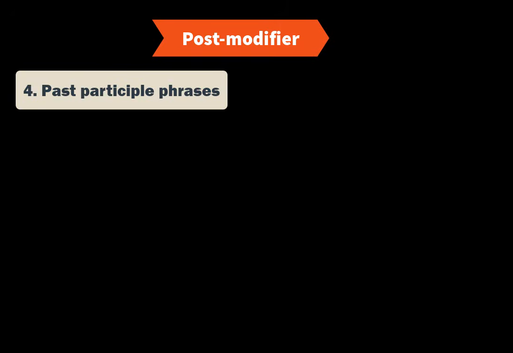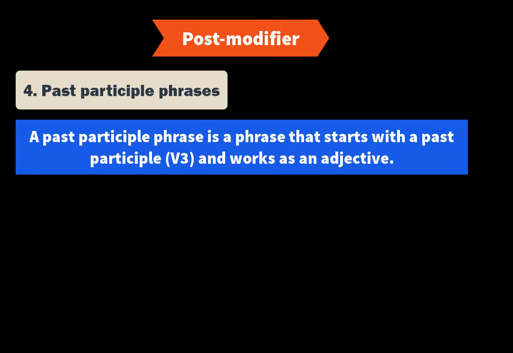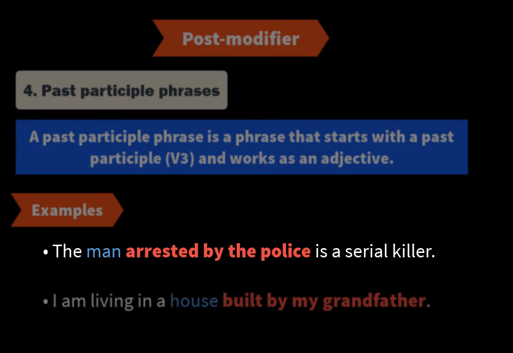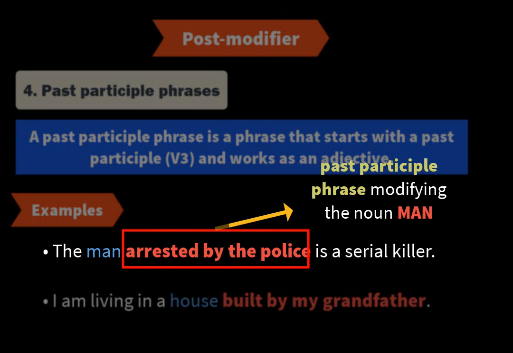All right, the next type of a post modifier we have is a past participle phrase. A past participle phrase, a phrase that starts with a past participle and works as a modifier and adjective. Let me show you how. The man arrested by the police is a serial killer. The man? Which man? Which man is a serial killer? The man arrested by the police is a serial killer.